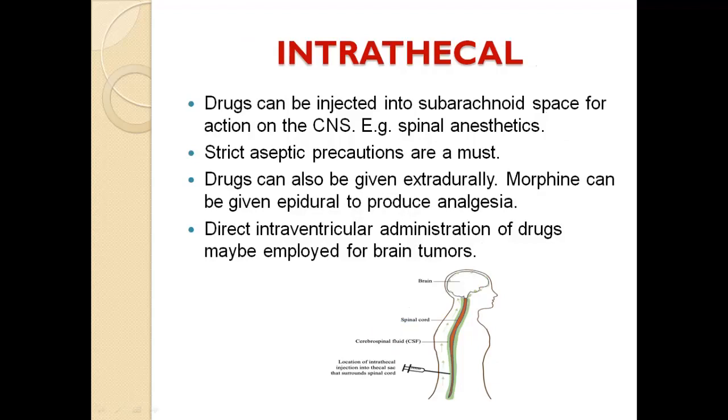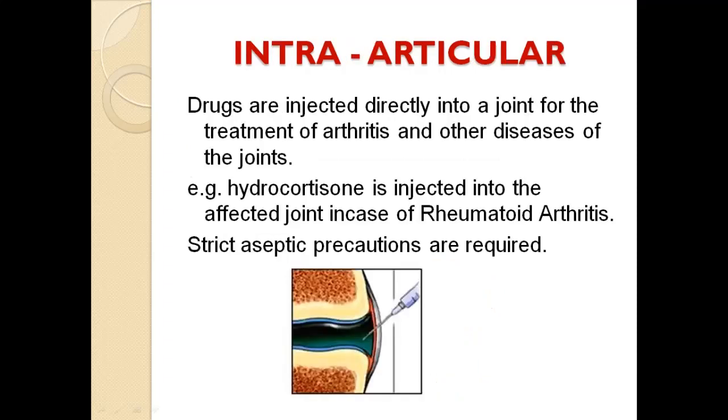Drugs also can be given extradurally. Morphine can be given epidurally to produce analgesia, that is, to prevent pain. And direct intraventricular administration of drugs may be employed in case of brain tumors. Intra-articular: drugs are injected directly into a joint for the treatment of arthritis and other diseases of the joints. For example, hydrocortisone is injected into the affected joint in case of rheumatoid arthritis. Strict aseptic precautions are required.